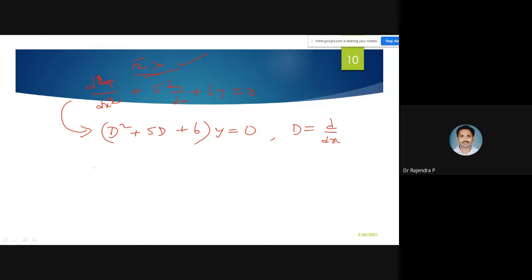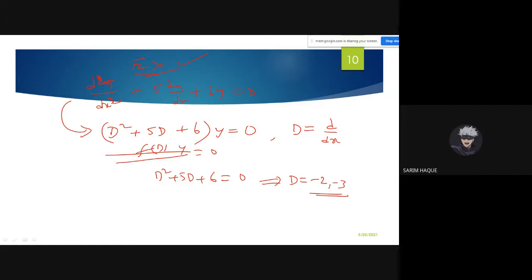Now this whole thing is a differential equation. Up to this is f of d, so we have f of d into y equal to 0. For f of d we solve separately: d square plus 5d plus 6 equal to 0. This is your f of d. What will be the roots for this? Everybody knows, right? The roots are minus 2 comma minus 3. Is it correct?